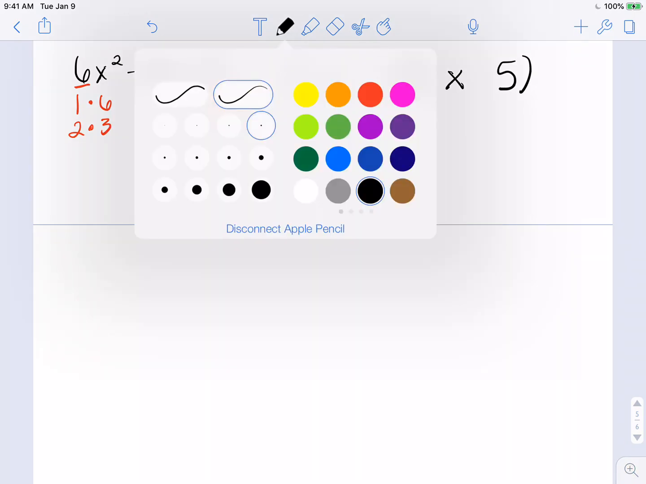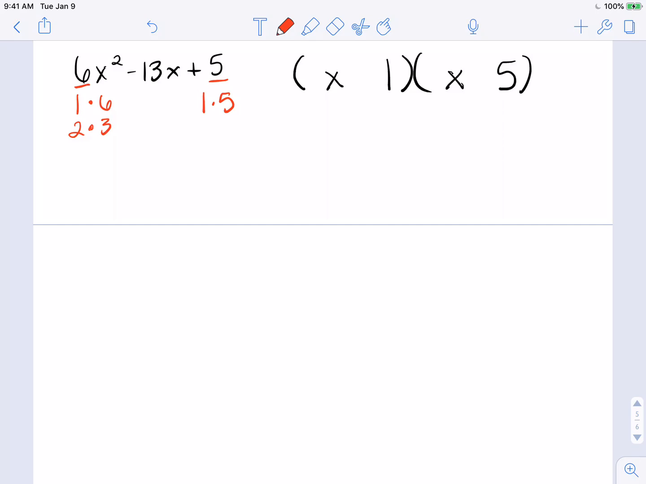So looking back at our signs, I can go ahead and fill that in. This plus 5 tells me that they are going to be the same sign. And when they're the same sign, this is the sign that tells me what it is. So we know that they are both going to be something x minus 1 and something x minus 5.